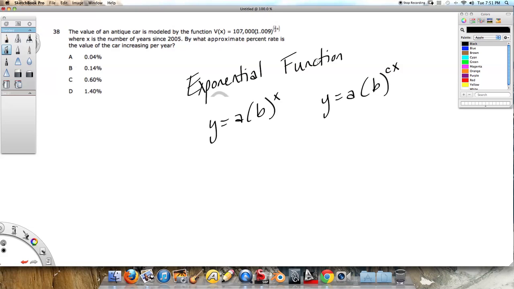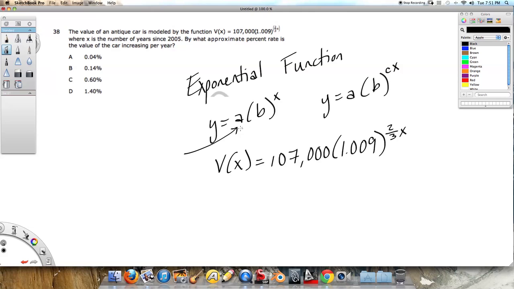In this case, since x is the number of years, it just affects how quickly the growth is actually happening. So for our problem, we've got v of x instead of y, which is okay, equals 107,000 times 1.009 to the 2/3 x power. Now, the a, once again, is your starting value. So that means in 2005, since x is the number of years since that year, this antique car cost $107,000. So this is our starting value right here.